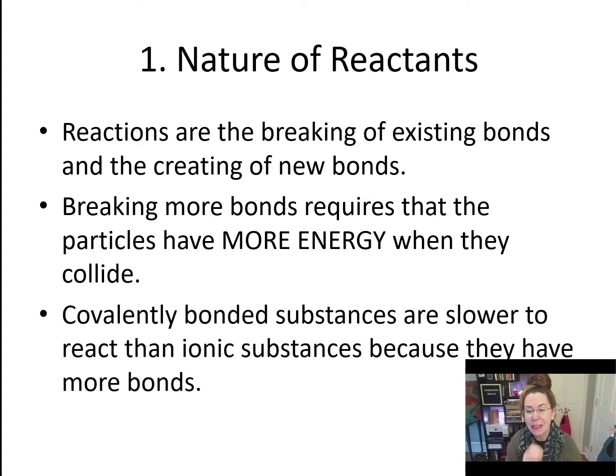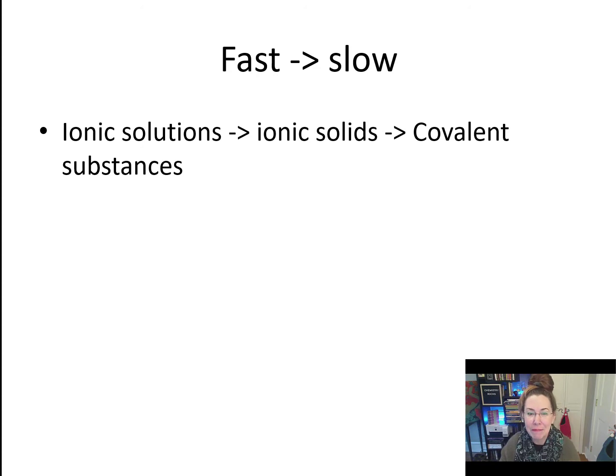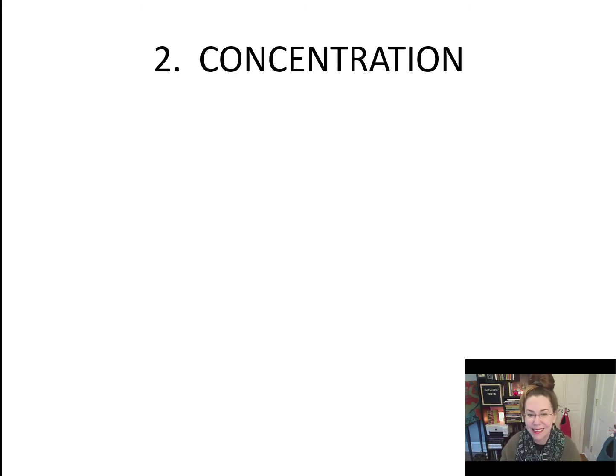So covalently bonded substances tend to be slower to react because they also tend to have more bonds than ionic substances. So ionic things will tend to react faster. Covalent things will tend to react more slowly. So our general order for that, from fast to slow, is ionic solutions will generally react the fastest, followed by ionic solids, and covalent substances will be on the slower end.